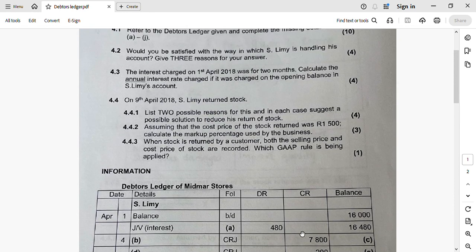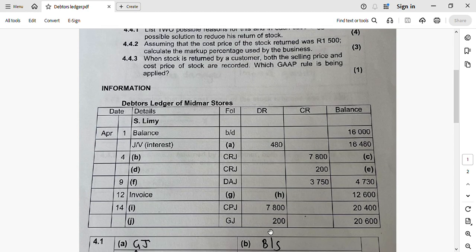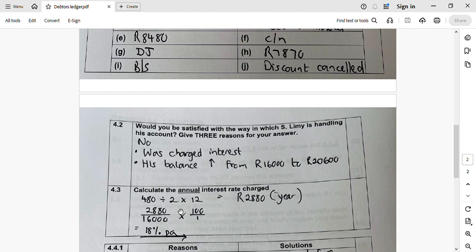Okay, then the next one, the interest charged on the 1st of April, that's this 480, was for 2 months. Calculate the annual interest rate charged if it was charged on the opening balance. The first thing you need to do here is you need to get this interest for the year. So you're going to take that 480 and it was for 2 months. So you're going to divide by 2 and then times by 12, which will give you 2,880 for the year. You then take that 2,880 divided by the opening balance, and because you want a percentage, you multiply by 100 over 1 and you get 18%.